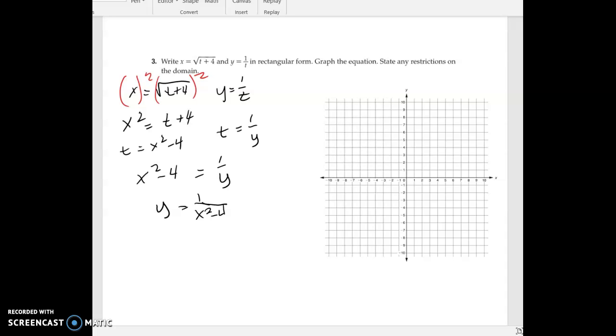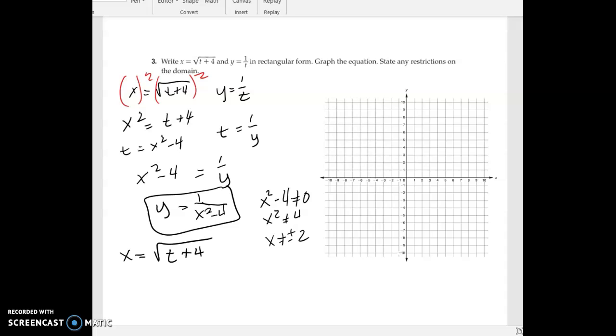For the equation that we do have in rectangular form, I know that my denominator cannot equal 0. So I know that x squared minus 4 cannot equal 0, which would mean that x squared cannot equal 4, and so x cannot equal plus or minus 2. So that's one restriction, but then the other restriction that we have to look at is the one that defined x to begin with.